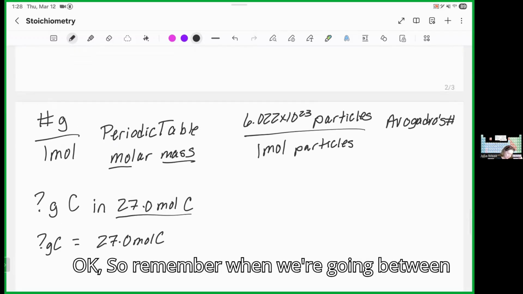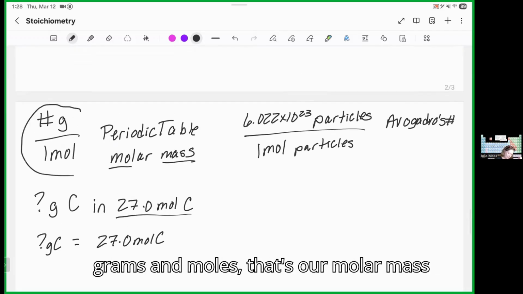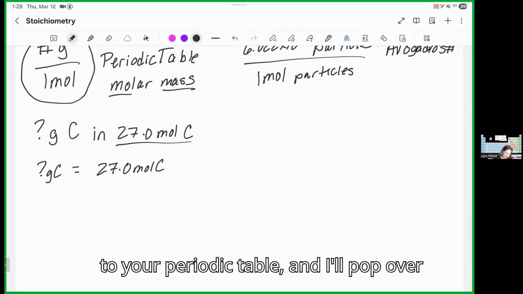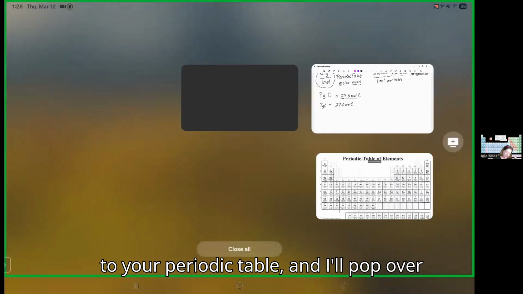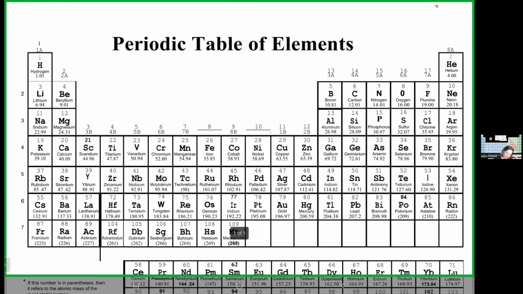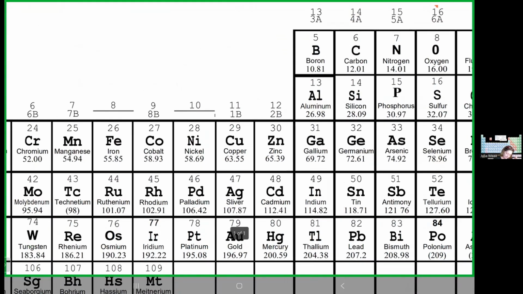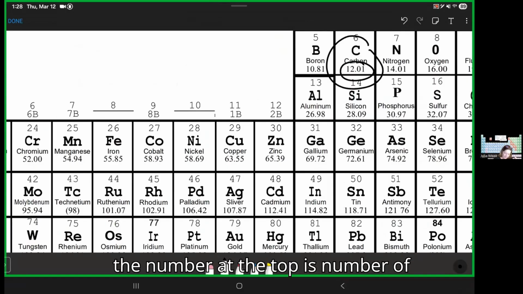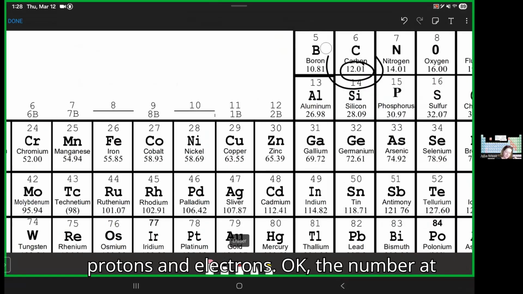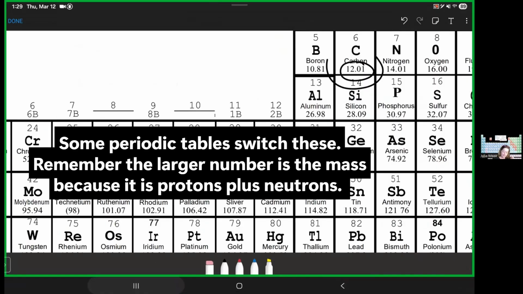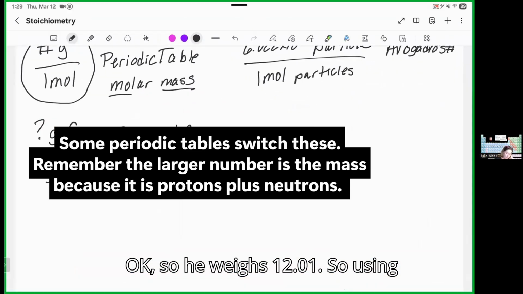Remember, when we're going between grams and moles, that's our molar mass off of the periodic table. If you go to your periodic table and we find carbon, we see that he weighs 12.01. Remember, the number at the top is your number of protons and electrons. The number at the bottom is your mass. So he weighs 12.01.